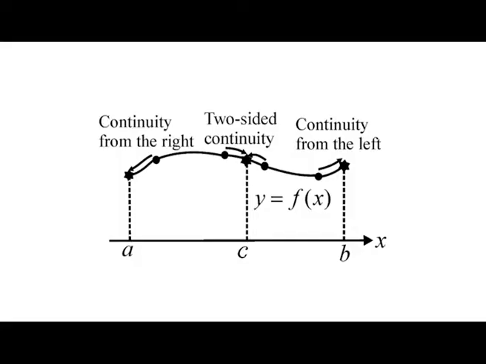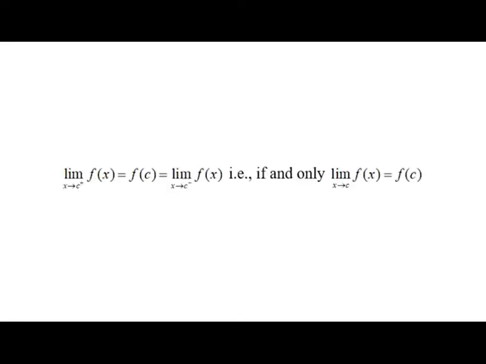But at an interior point c, a function is continuous if and only if it is both right continuous and left continuous at that point. That is, if and only if limit of f of x as x approaches c from the right is equal to f of c equal to limit of f of x as x approaches c from the left. That is, if and only if limit of f of x as x approaches c is f of c.